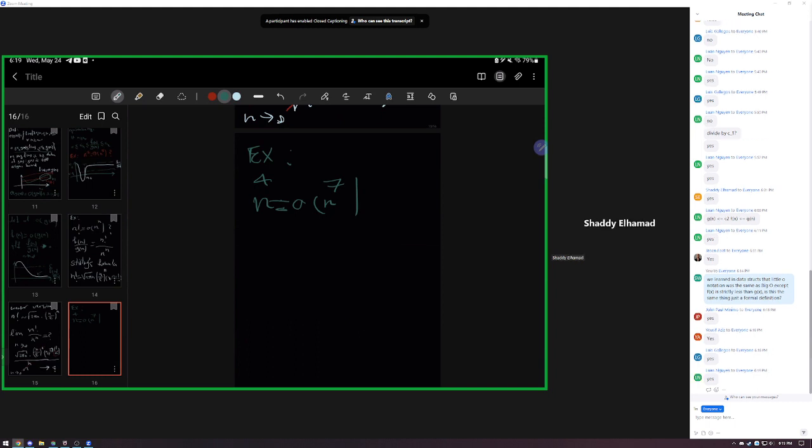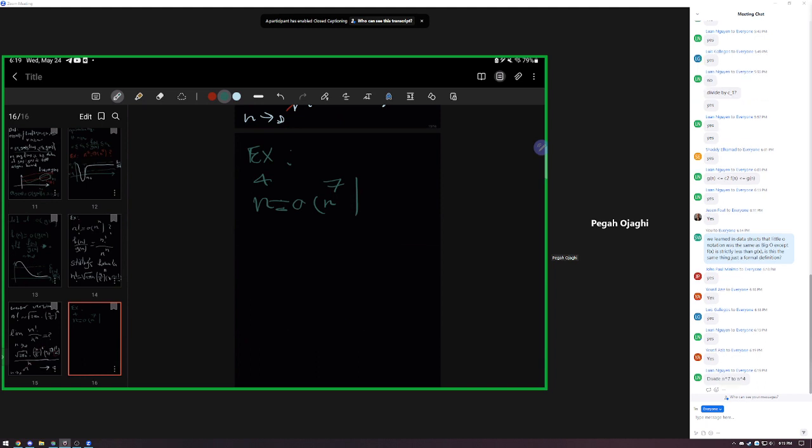Yes. How do you prove it? Let's use, this is a small o notation. This is not a big O notation. This is a small o notation. How do you do this if you want to prove it? What is the way?